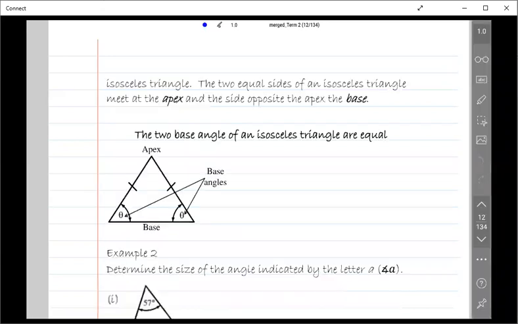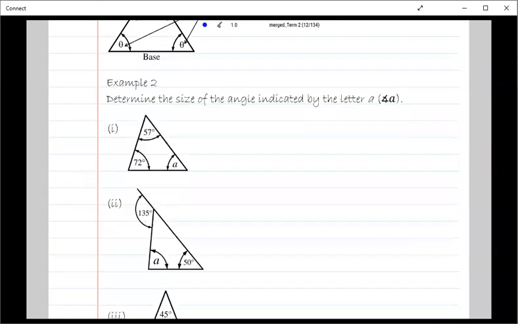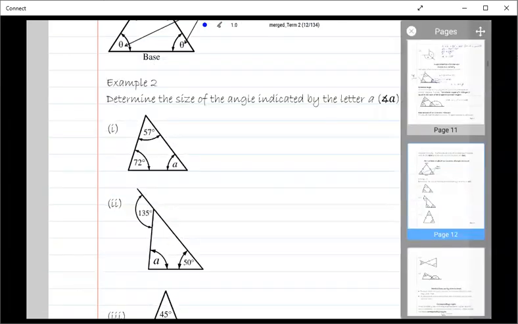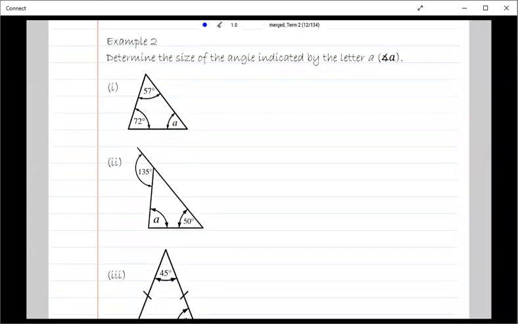All right, let's have a look at the example. So this is example 2. Example 2 says determine the size of the angle indicated by the letter A.